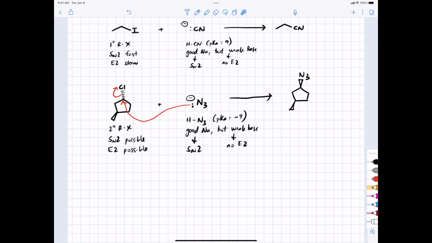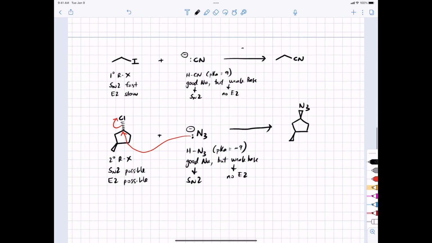Notice that we have two stereocenters in this molecule. We don't change this one where the methyl group is. That one isn't involved in the reaction. Instead, we just have the nucleophile attack, chloride leaves, and we only see the SN2 product.